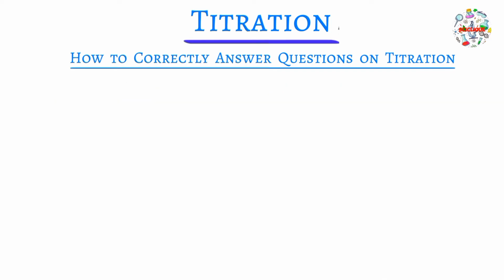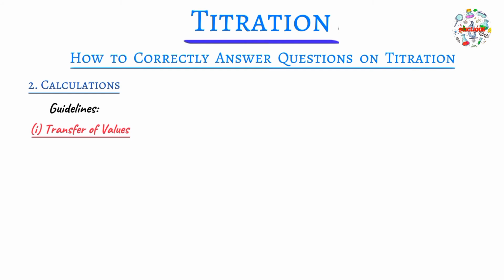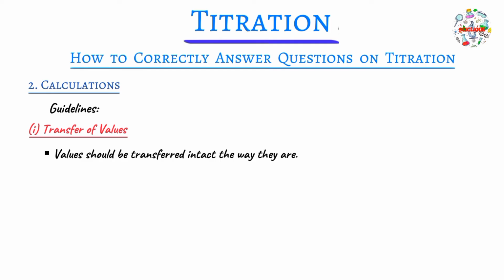Now, in our last bit, I'm going to focus on calculations of titration questions. So I'll give you guidelines that you're supposed to use when undertaking this. So number 1, transfer of values. The values that you obtain in one question are going to be used in the next question. So for example, in the first part, after the table, you were asked to calculate the average volume.